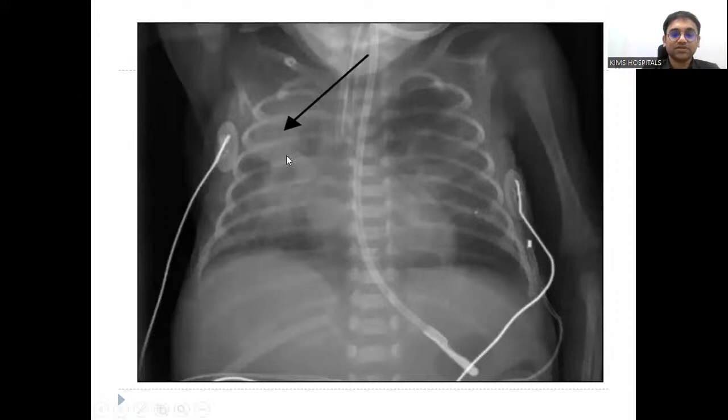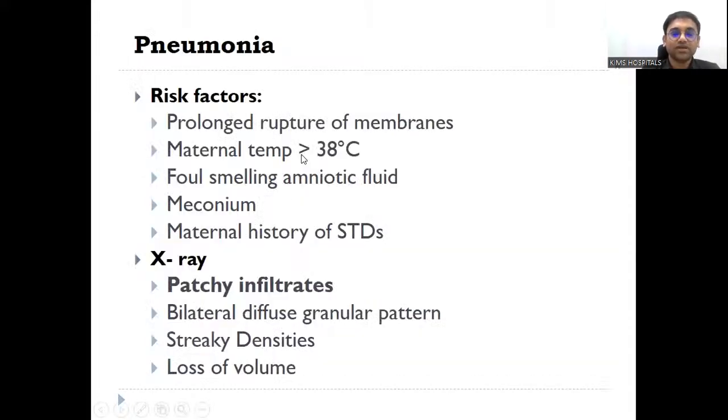So these babies can have patchy consolidations in the right upper part of the lung. Any risk factor like PROM of more than 18 to 24 hours, maternal fever of more than 38 degrees centigrade, foul smelling liquor, meconium stained liquor, or maternal history of sexually transmitted diseases, we need to consider pneumonia as a possibility. Features can include patchy infiltrates or bilateral diffuse granular patterns and hazy densities. Sometimes there can be low lung volume. Congenital pneumonia can actually mimic RDS in preterm babies. So one should be particularly clear whether it's RDS or pneumonia.